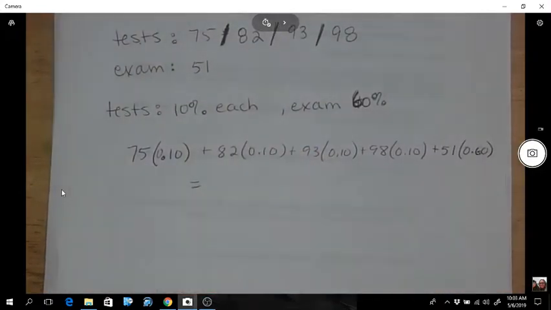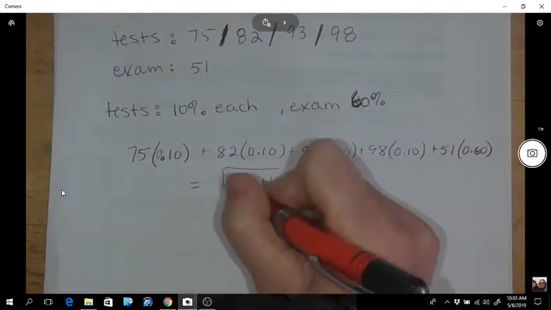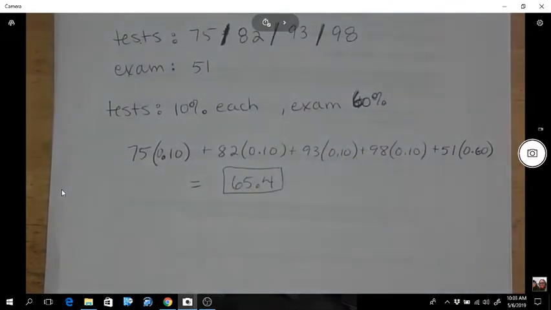Okay? And once you add those all up, then you can see that your average is 65.4 instead of just doing all of them equally weighted, where your average would have been 80%.